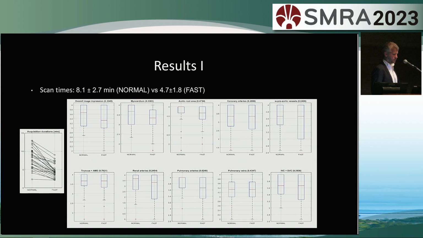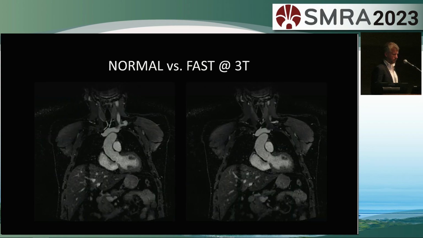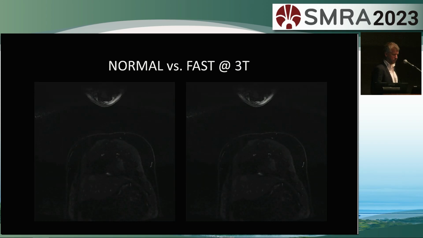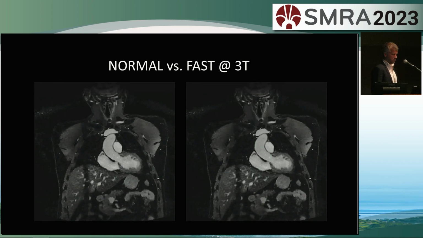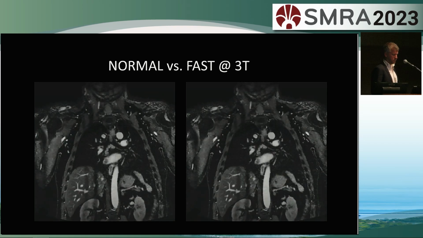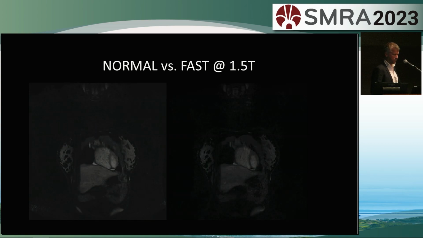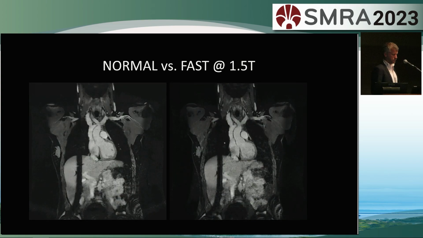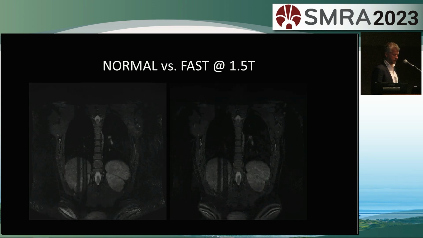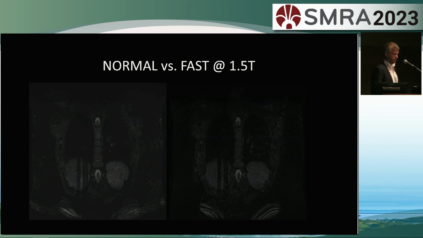This is a very crowded plot, but you can see that there was on average no significant difference in image quality ratings between the normal and the fast protocol in all of the locations I showed you previously. Here's one example of a normal versus fast protocol acquired on a 3 Tesla. At first glance, I suspect you can't see much difference here. Similarly, here's an example of a 1.5 Tesla acquisition. Again, the structures are well depicted, and the image quality was rated similarly.